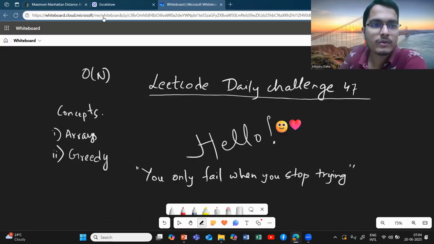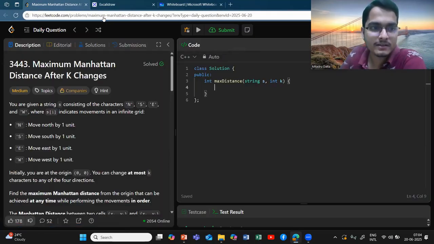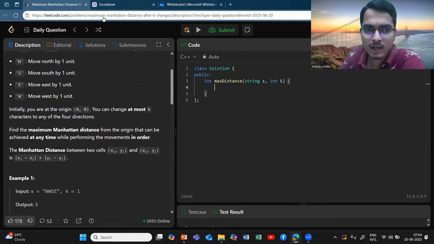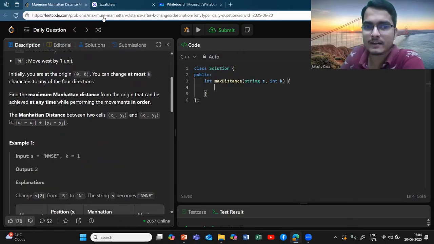So the maximum Manhattan distance after k changes. Let's read the problem statement. You are given a string S consisting of north, south, east, and west, and S of i indicates movement in an infinite grid starting from the origin. North means you move to the north, and south, east, and west mean you move towards those directions by 1 unit. And you can change at most k characters to any of the four directions. Find the maximum Manhattan distance from the origin that can be achieved at any time.